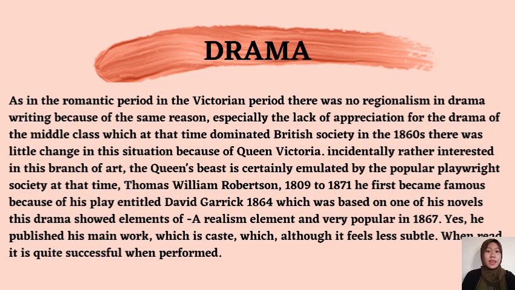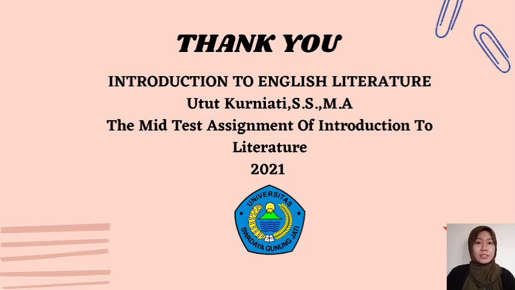Thomas William Robertson, 1809 to 1871, first became famous because of his play entitled David Garrick, 1864, which was based on one of his novels. This drama showed elements of realism and was very popular in 1867. Yes, he published his main work, which is Caste, which although it feels less subtle when read, is quite successful when performed. Well, that was the explanation I gave about the Victorian period.